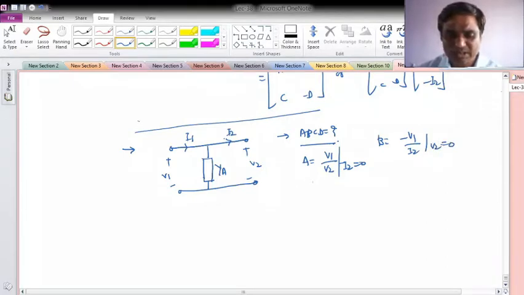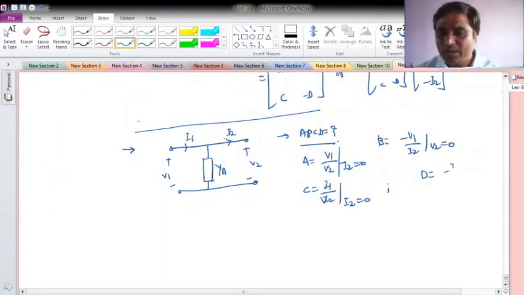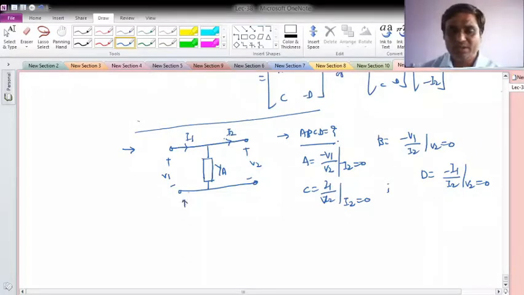What about C? C will be I1 upon V2 when I2 is 0, and similarly D will be minus I1 upon I2 when V2 is equal to 0. Okay, so this way we can obtain the ABCD parameters. For that I need to obtain V1, V2, I1, I2 for this particular network. Okay, so let us obtain A first.